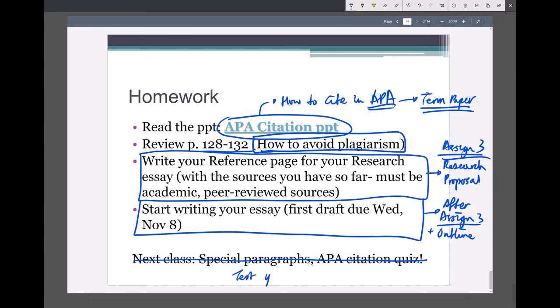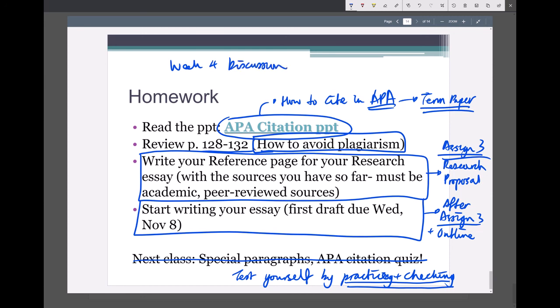Practice as much as you can and check on your own. So, if you have any questions, you can post on the week 4 discussion or email me directly. Again, make sure you start your research proposal now and get all your sources and practice citing these in your references page. All right, we'll see you next time.